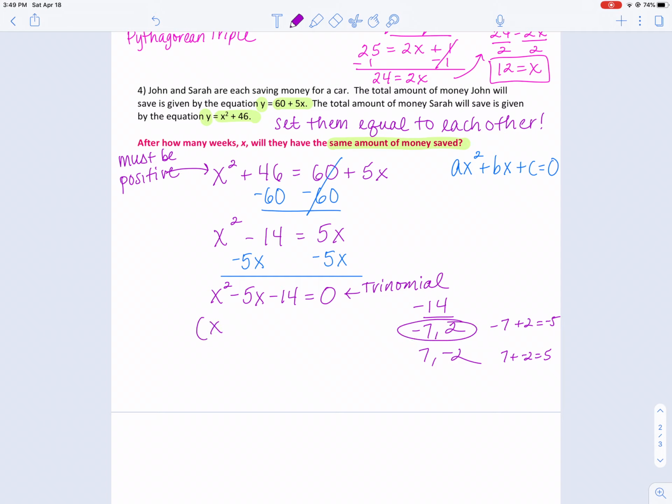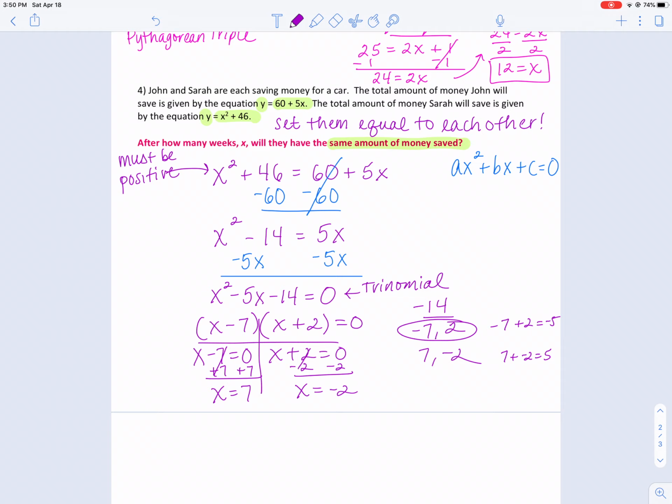So I need x minus 7 and x plus 2. Okay, when I set that up, x minus 7 equals 0, x plus 2 equals 0. If I add my 7 and move it to the other side, x equals 7. And when I minus 2, I get x equals negative 2.